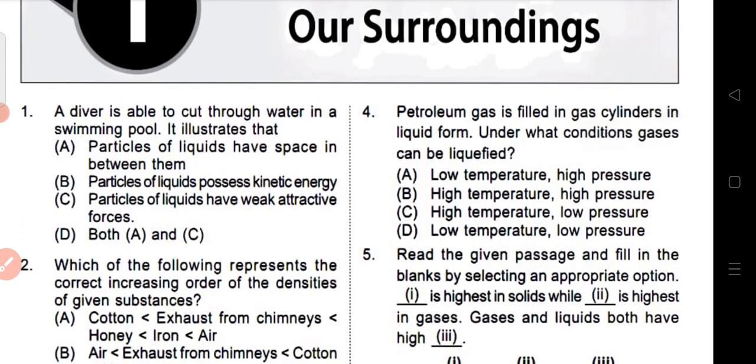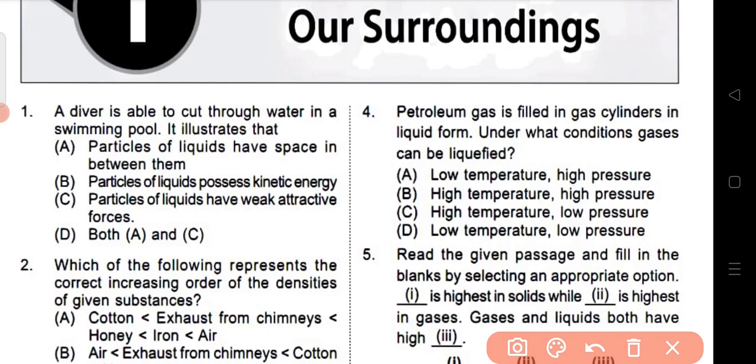So the first question is: a diver is able to cut through water in a swimming pool. It illustrates that: A, particles of liquids have space between them. B, particles of liquids possess some kinetic energy. C, particles of liquid have very weak attractive force. And option D, both A and C.